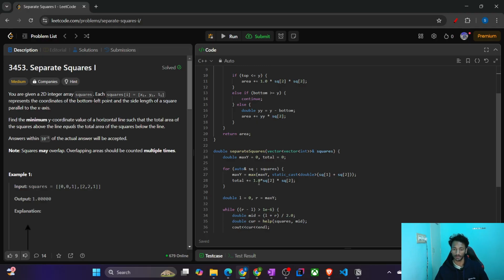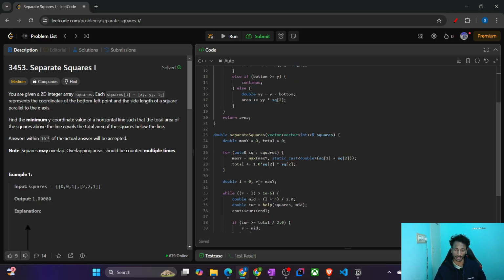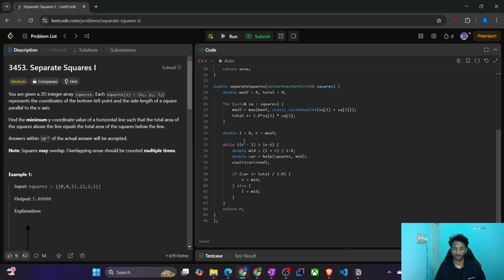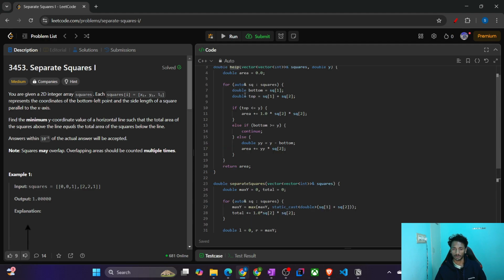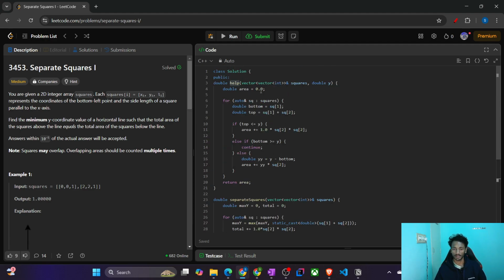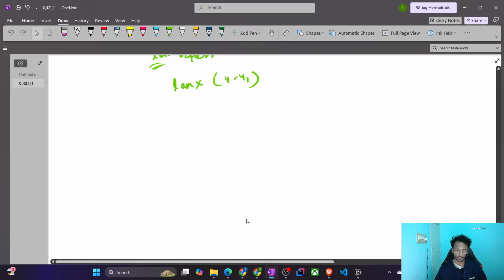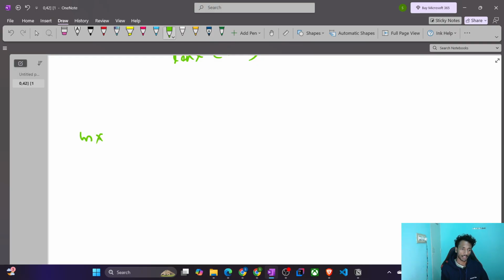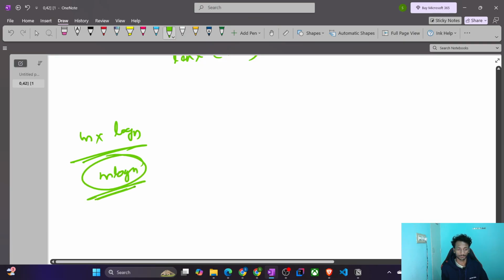You can check what the time complexity is for this approach. The range for this is 10 to the power 9, but we are using binary search, so this will be log n. And for the helper function, I am iterating each square. If the number of squares is m, and the range is log n, then this will be m log n. Got it? This is clear. From n squared to n log n.